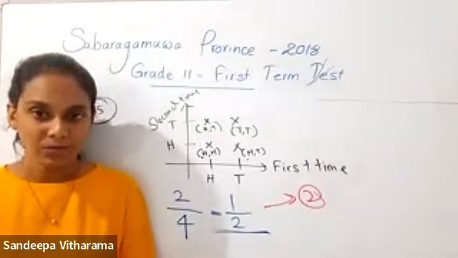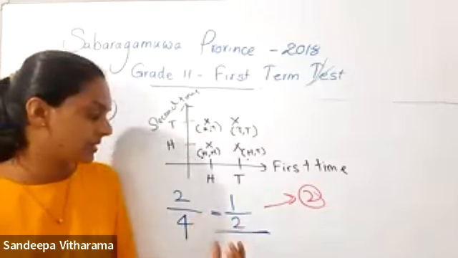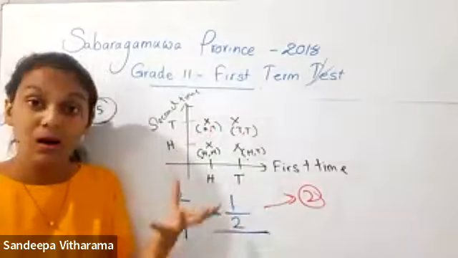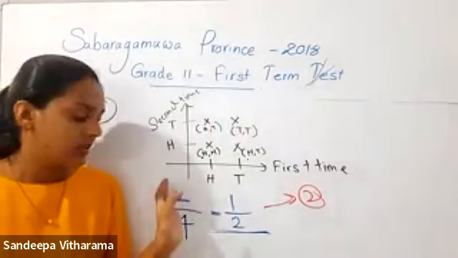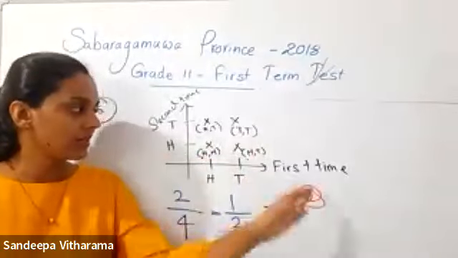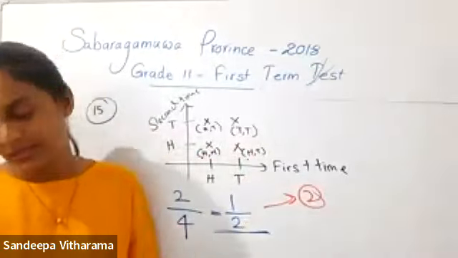Sample space again, total probability. That means there are 4 incidents that can happen, 4 outcomes actually. Then out of that, there are 2 ways that we can obtain head in the first step. Okay.